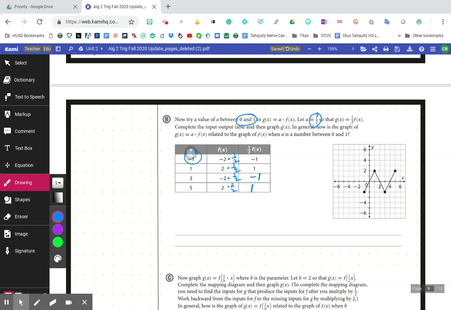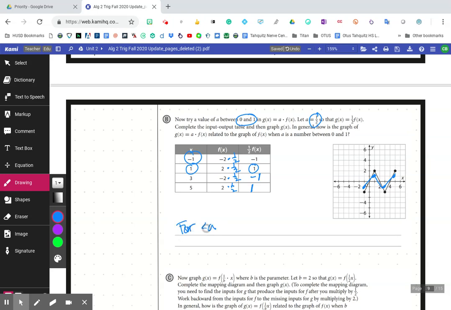Okay, so let's graph it. So I've got -1, -1. 1, 1. Then 3, -1. And 5, 1. It looks like it got stomped on. It got squished.